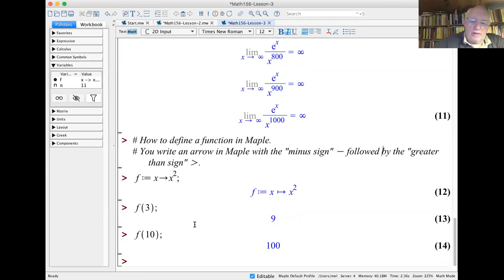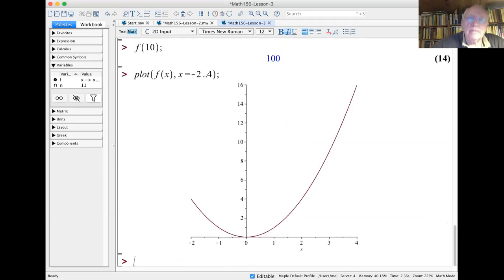And if you have a function, if I want to plot it, say plot f of x, say x going from -2 to 4. This has to be a lowercase x. Maple is case sensitive. Yeah. That's my graph. That's f of x.